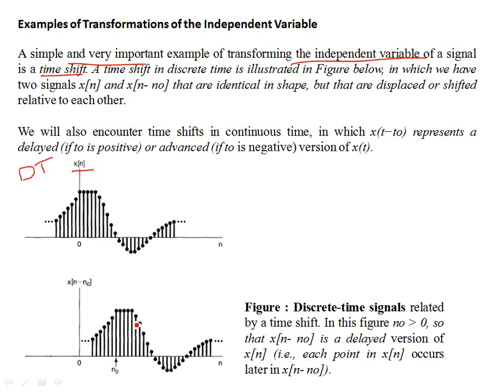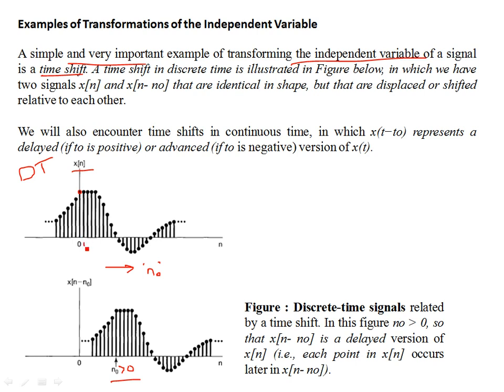If n naught is a positive quantity, all the samples here are simply shifted to the right by the amount n naught. Every sample is going to be shifted by n naught towards the right, given n naught is a positive quantity. This sample is going to suffer a delay, it is going to experience a delay of n naught.